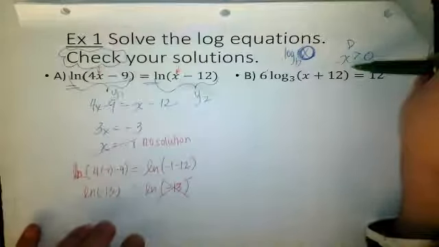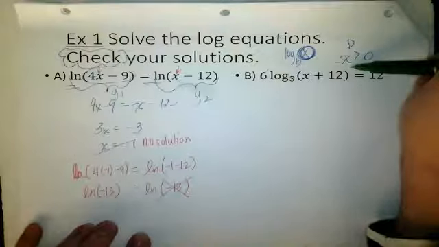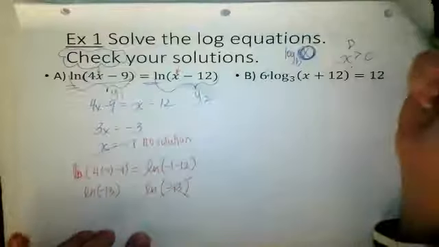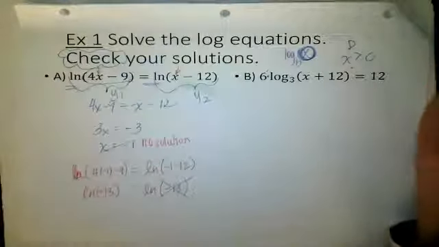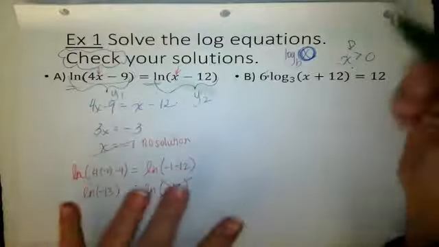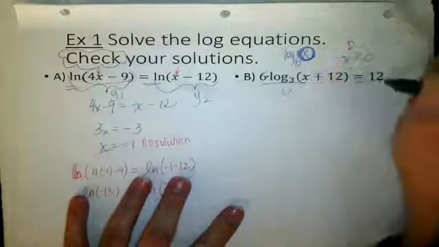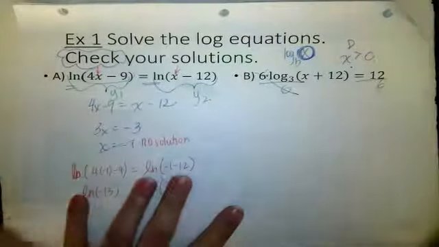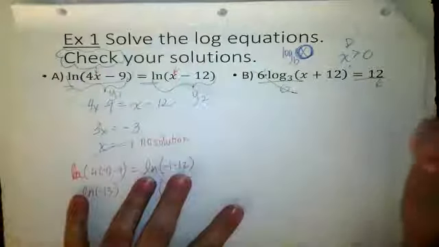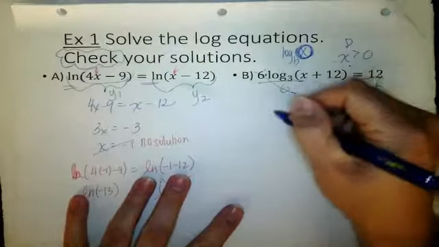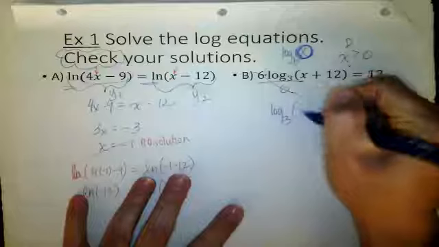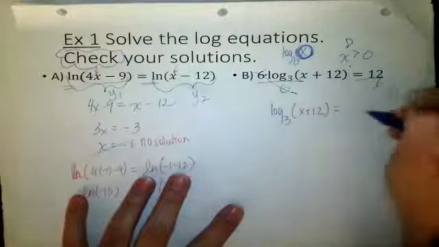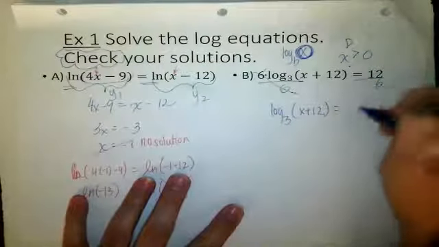Is that the only option? Can you divide it? You can divide it. It's 6 times the log. Now, with knowing that, what would you want to do? Divide it. Divide, absolutely. I would much rather divide by 6 than worry about a 6th power. So log base 3 of x plus 12 equals 12 divided by 6, 2.